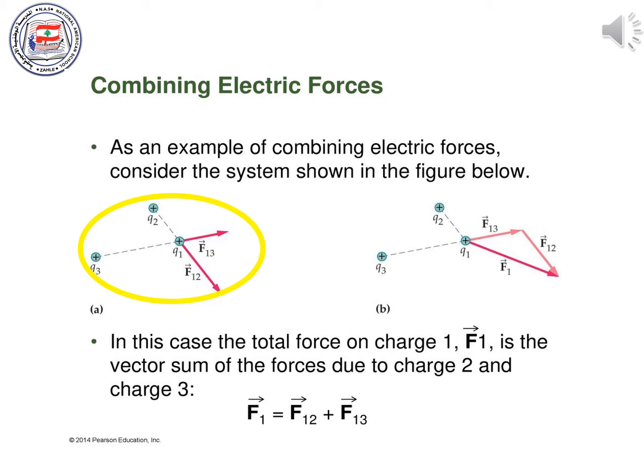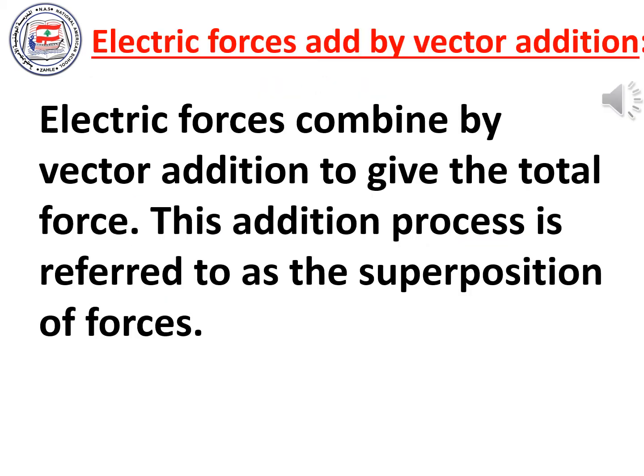In order to add them, we cannot just add the magnitudes of the forces because forces are vectors. They have magnitude and they have direction. So in order to add the forces to find the total force, we need to add them as we add vectors. So electric forces add by vector addition. Electric forces combine by vector addition to give the total force. This addition process is referred to as the superposition of forces. So we do a superposition of forces, which means we add the forces by a process called vector addition. And I'm going to talk in detail about it now.